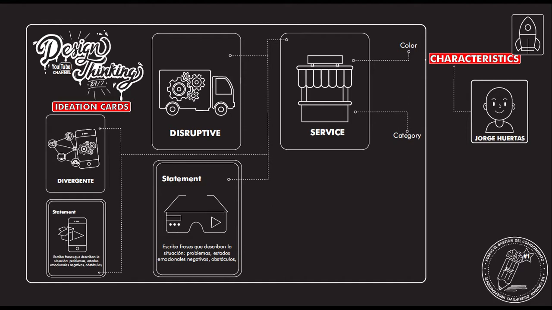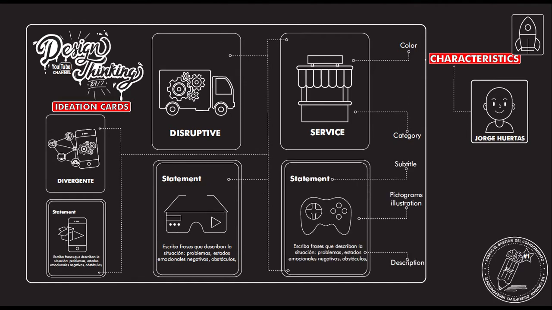It's also very important to give a color to the card and a category. You could have service, product, management, and different components, but it's extremely important that you have specific categories for your cards depending on how many issues you understand. And of course, with the description, I also recommend having a pictogram here because it will allow you to create and understand the situation much better.